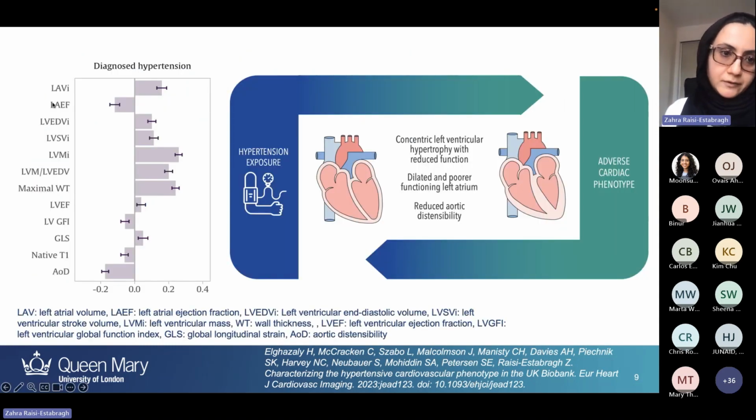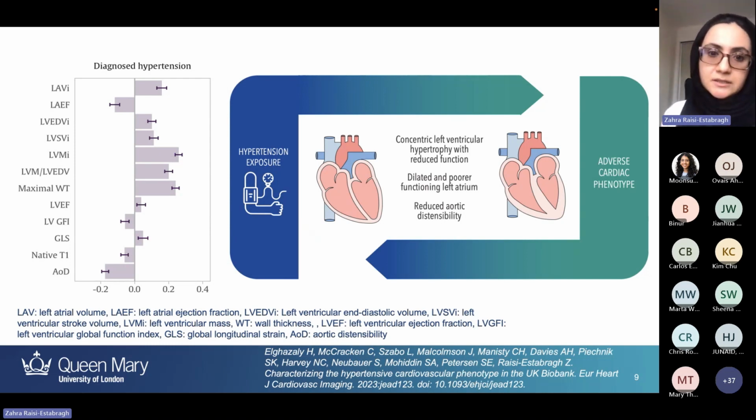And this is what we found. We found that individuals who had a diagnosis of hypertension compared to no hypertension had a larger, poorer functioning left atria, that's the top chamber of the heart, a thicker, poorer functioning left ventricle, that's the main pumping chamber of the heart, and they also had lower aortic distensibility, which indicates greater stiffness in the main arteries of the heart. These are all measures of adverse cardiovascular changes, and this level of detail of how hypertension may impact different structures of the heart had never been described before in the context of hypertension.